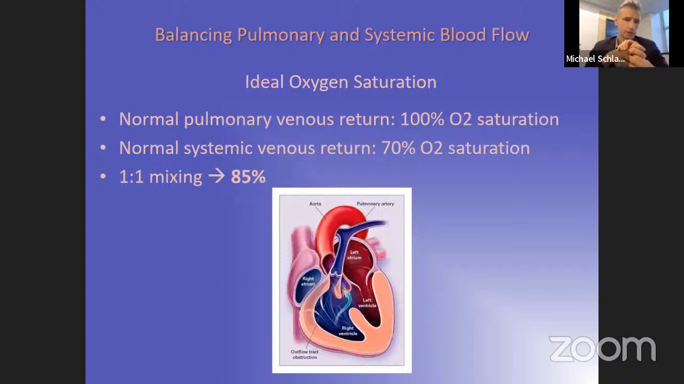So it's a first good guess to say that a saturation in the mid-80s is ideal for patients with intracardiac mixing. Everything above 90 should be viewed with suspicion because there is a potential for pulmonary overflow, and everything below 80% could represent pulmonary underflow.